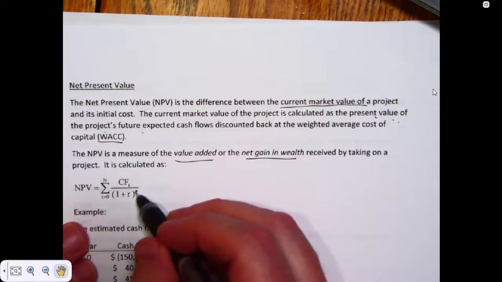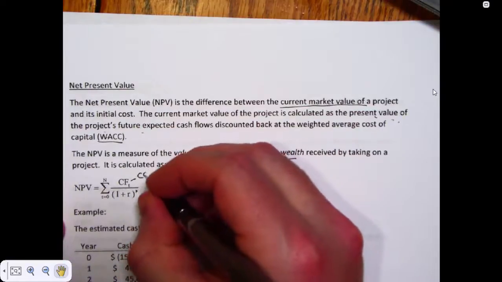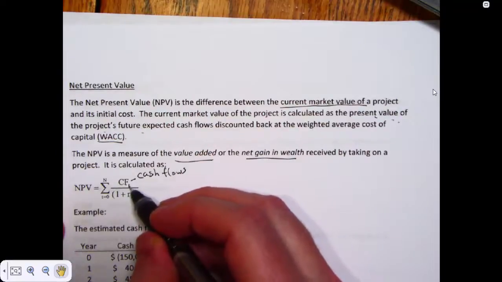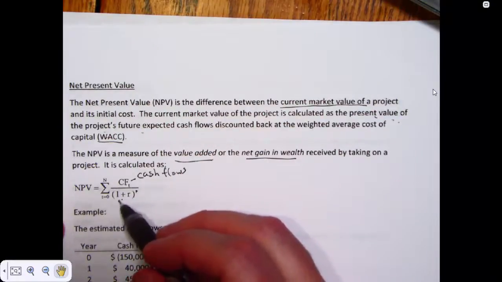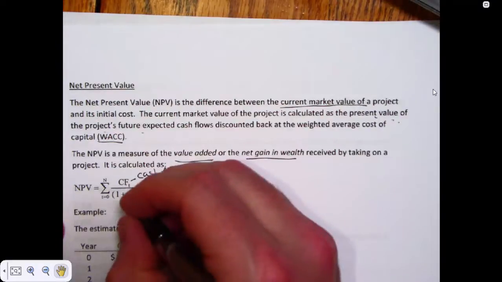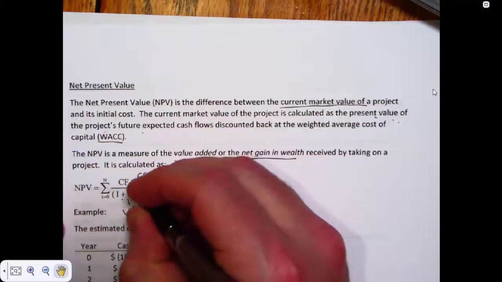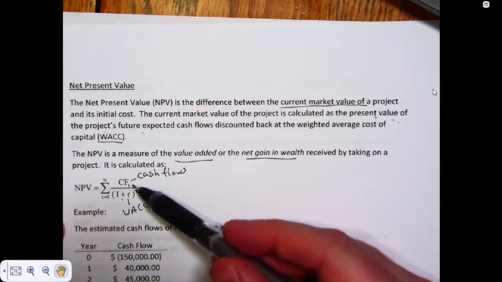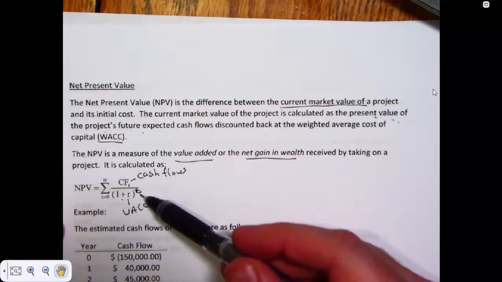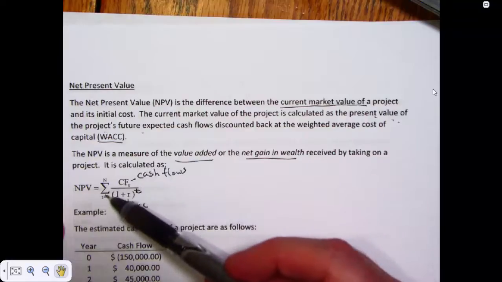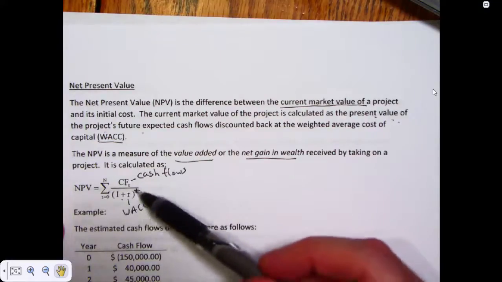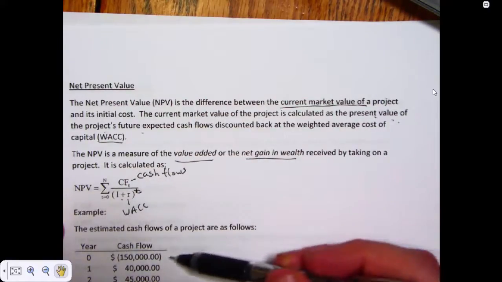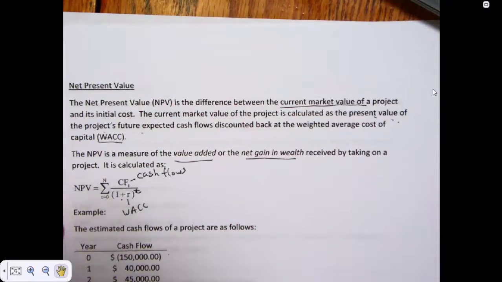The NPV is a measure of the value added, or the net gain in wealth received by taking on a project. It's calculated as the future cash flows of a project at each time t, discounted back at 1 plus the discount rate R, and that's going to actually be our weighted average cost of capital. So we're going to discount each cash flow that occurs at time period t back at the weighted average cost of capital for t number of time periods. We take the sum of all those present value of cash flows, and included in that is our initial cash outflow, which you'll see down here, and that's our net present value.